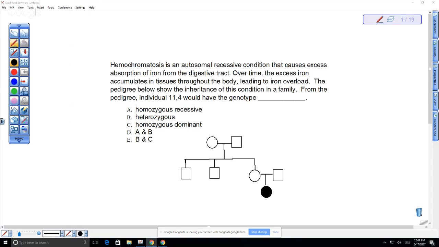So on Monday, you are going to have a quiz. And one of the things that's going to be on the quiz is the genetics problems. And so I'm just going to show you how I would do a genetics problem using multiple choice format.